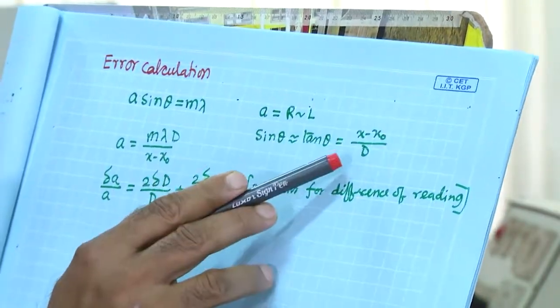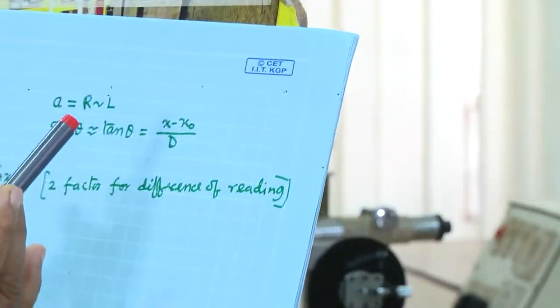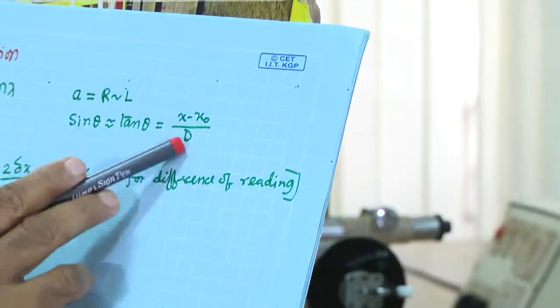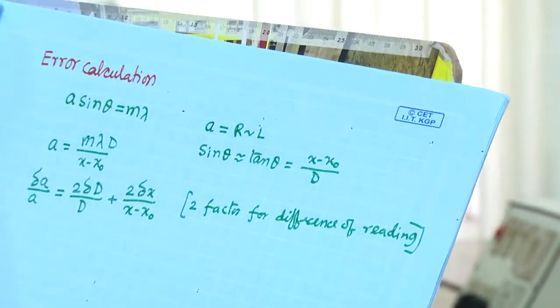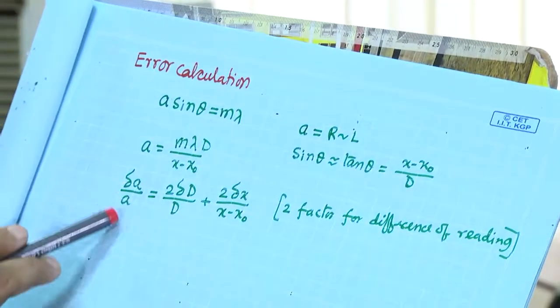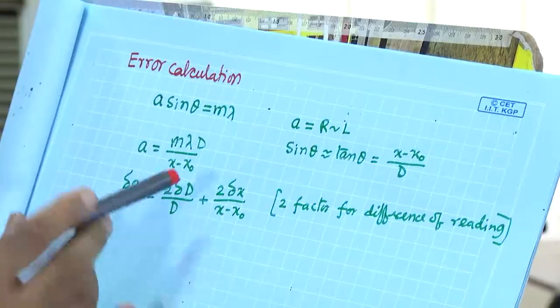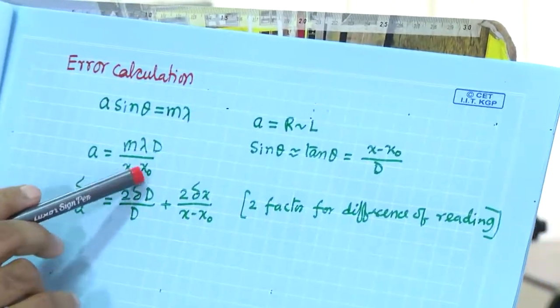Here also, this d is the distance between the slit and the screen or photocell. So, this d also depends on two readings. If you take del A by A, then m is basically the order count, so no error, and lambda is given. So, error will come from d and x minus x 0.